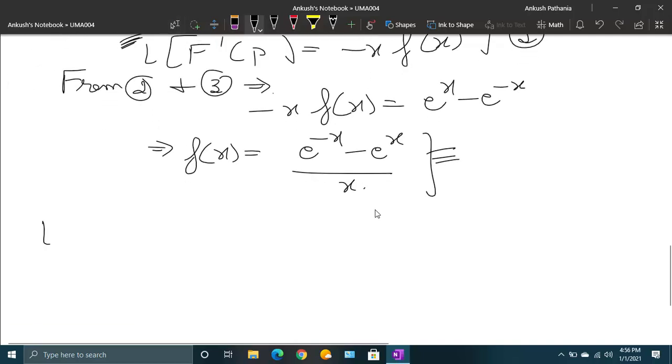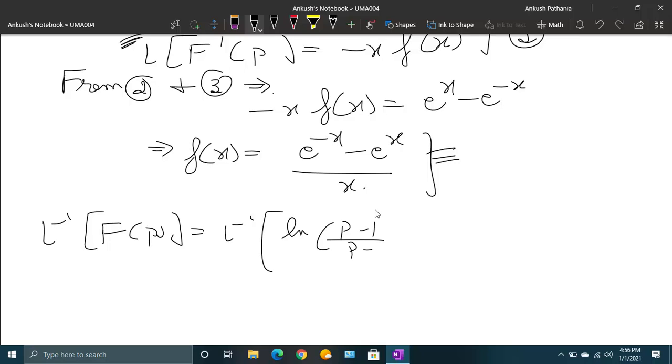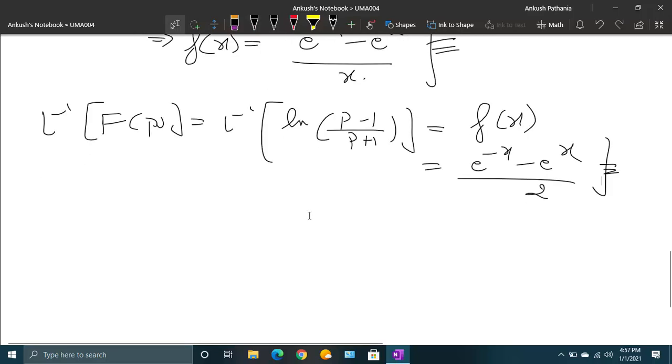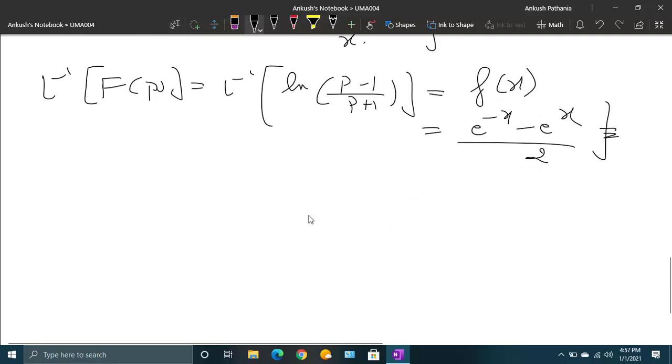That is, he was asking for the Laplace inverse of F(p), that is ln((p minus 1) upon (p plus 1)), and that is what we were looking for, f(x), which in this case comes out to be this one. So this is how these questions are important, because otherwise no other manipulation works here except that we take the derivative for such types of questions.